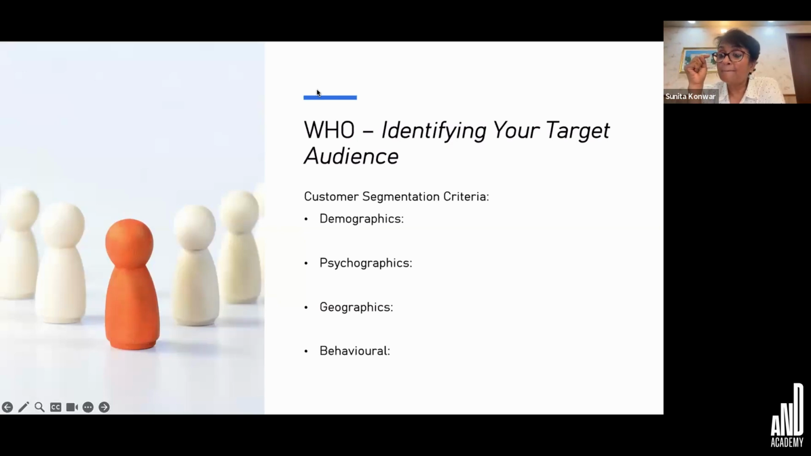Then the last one is behavioral customer segmentation. How do these people shop? Do they buy online or offline? What kind of customer are they? What is their behavior? Are they loyal customers? Are they price sensitive customers? Are they impulsive customers? Which means, oh, I saw this product, I picked it up. Yeah, impulse buying. So it's very important for us to understand these four aspects.